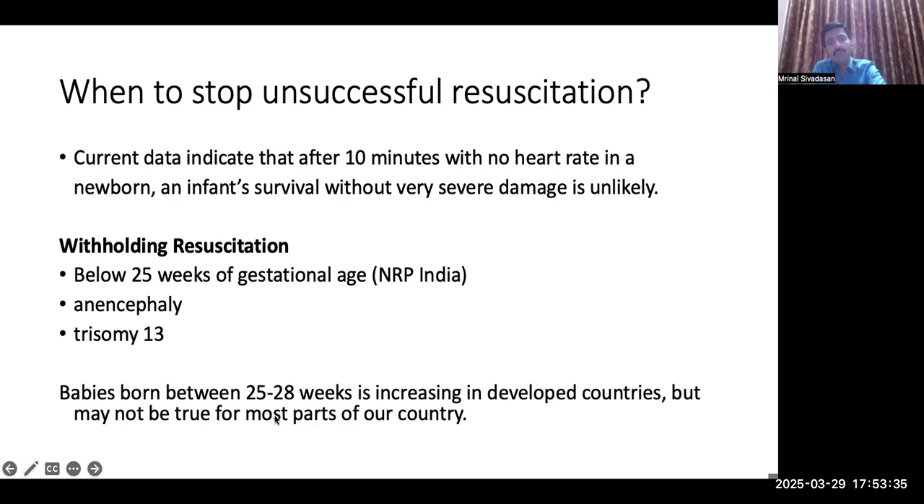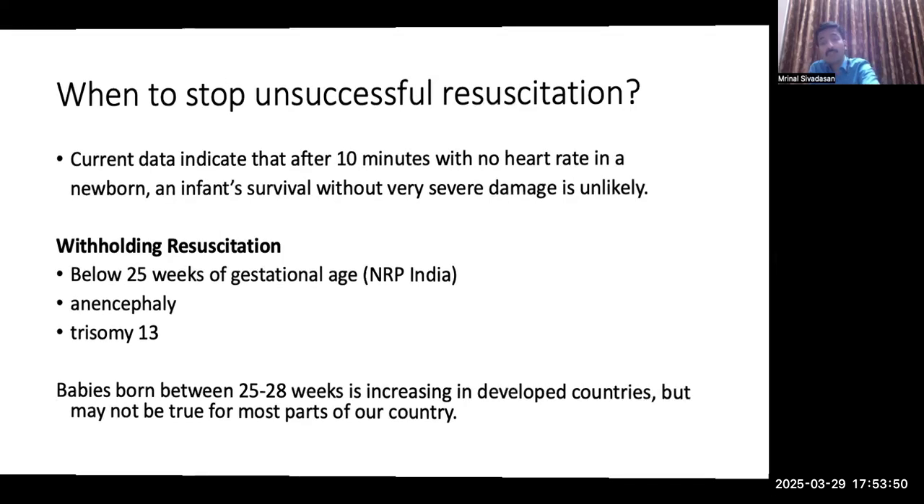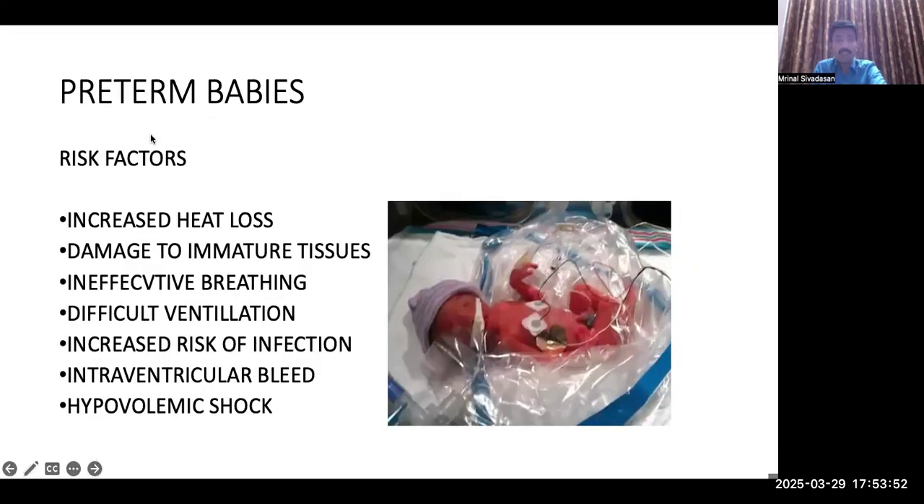Now, babies born between 25 to 28 weeks are increasing in developed countries, but this may not be true for most parts of our country. So we also have 25 to 28 weeks, and a lot of good NICUs are coming up where these babies are getting saved.